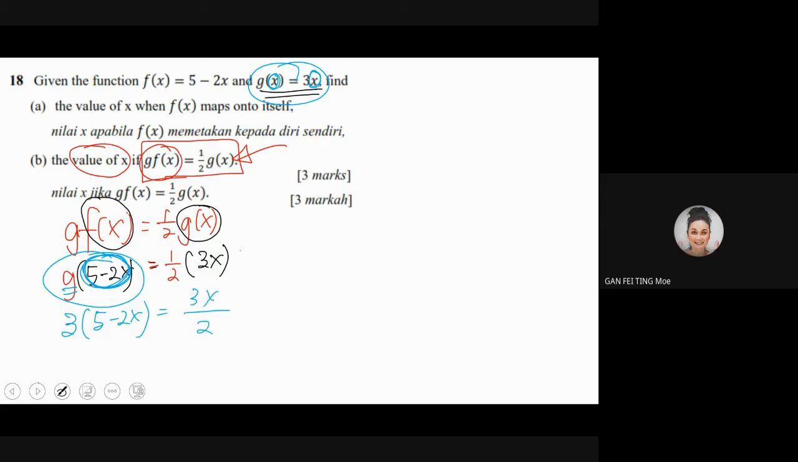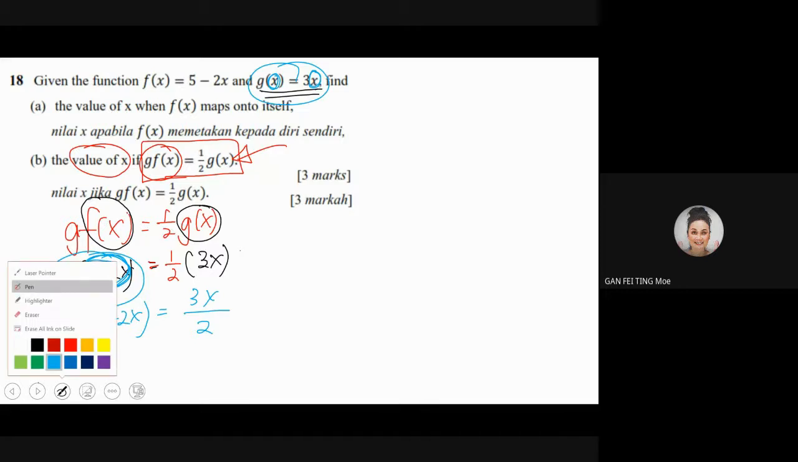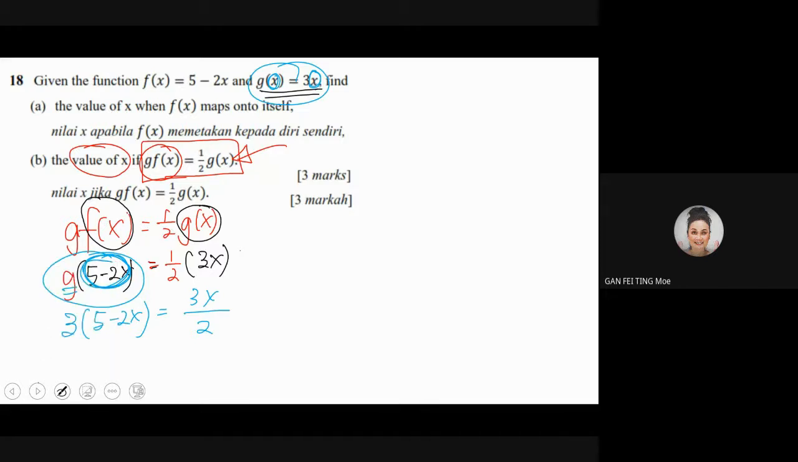Okay, and you want to solve this question very fast. This is 3 and this is 3. You can cancel off. If you cannot, then what do you do? You divide it by 3 on both sides. So then this is cancel off. Okay, this is the shortcut.